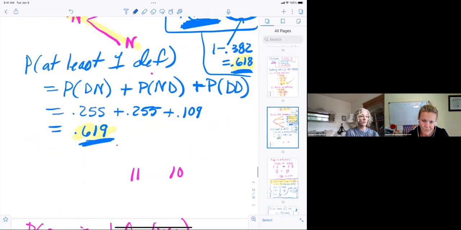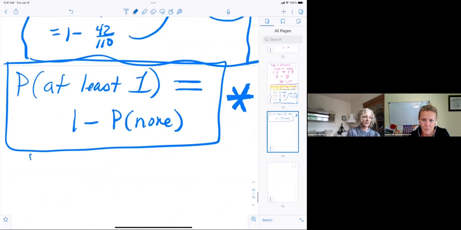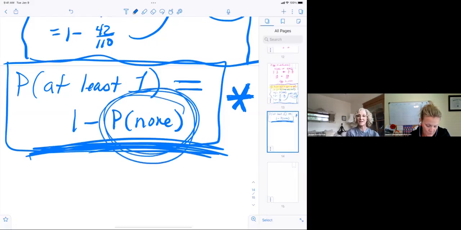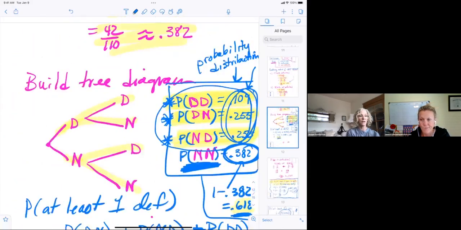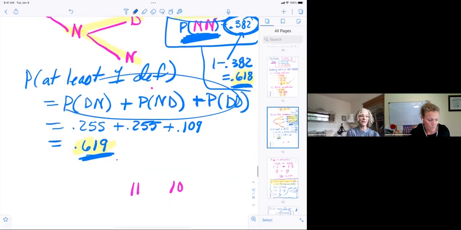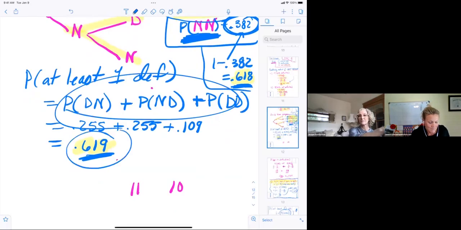But using the rule is hugely helpful. Probability at least one equals one minus probability none, because you only do one calculation, probability of none, and we subtract from one, versus doing 3 separate calculations, adding them all together and getting your answer.